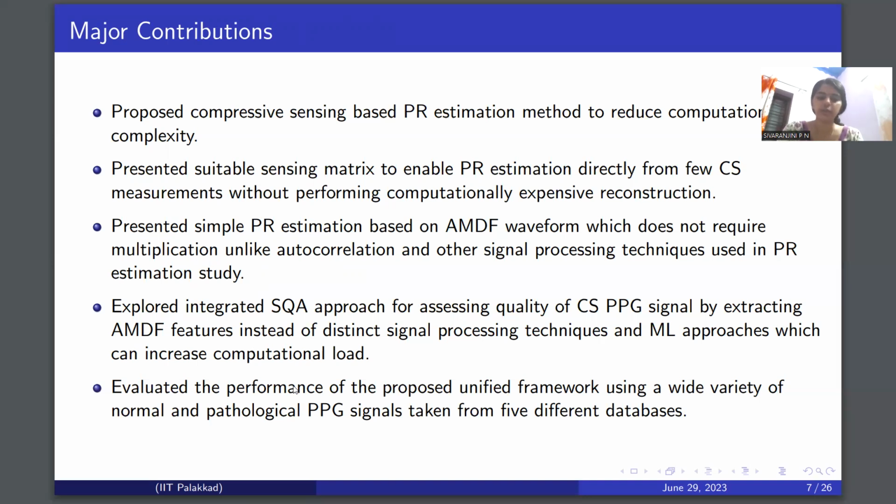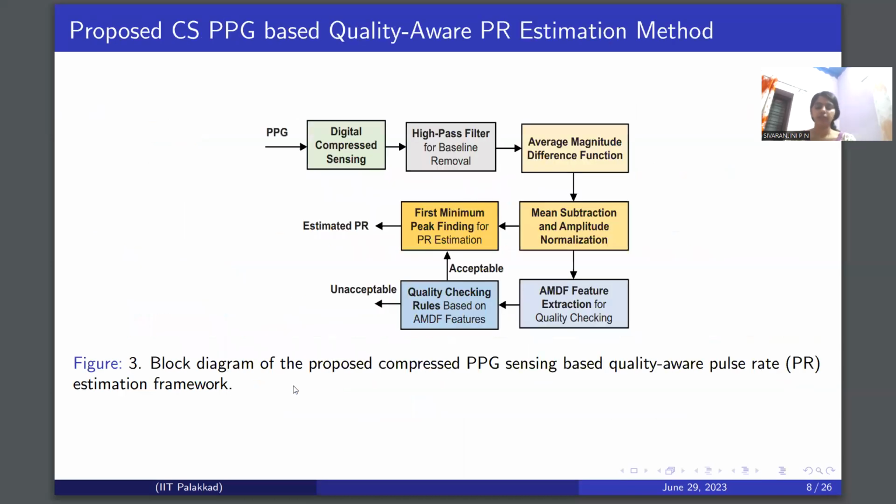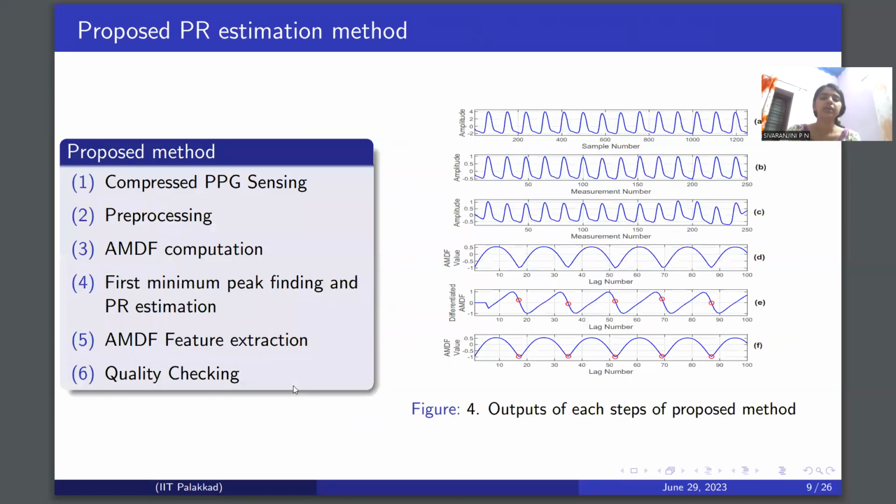We have explored a signal quality assessment approach as well, which we have incorporated using the features extracted from the AMDF instead of ML approaches, which increases the computation load. We are also evaluating the performance of the proposed method on a very wide variety of normal and pathological PPG signals. This is the block diagram of the proposed CS PPG based pulse rate estimation method.